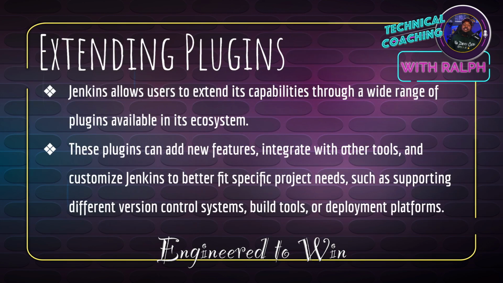So what about extending Jenkins with plugins? Jenkins allows users to extend its capabilities through a wide range of plugins available in its ecosystem. One of the things that we did last week was install the Node.js plugin, as well as install Node.js and npm onto our Jenkins server, so we could execute Node tests. That's going to help us run our Playwright tests as well. These plugins can add new features, integrate with other tools, and customize Jenkins to better fit specific project needs, such as supporting different version control systems, build tools, or deployment platforms.